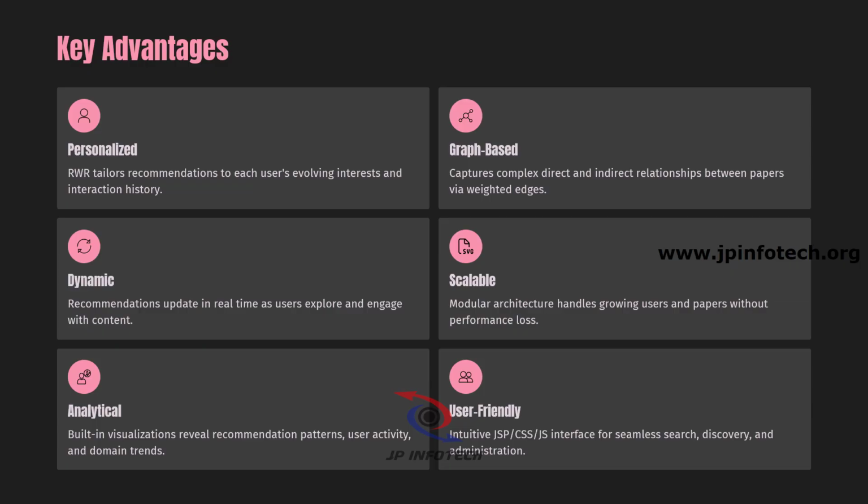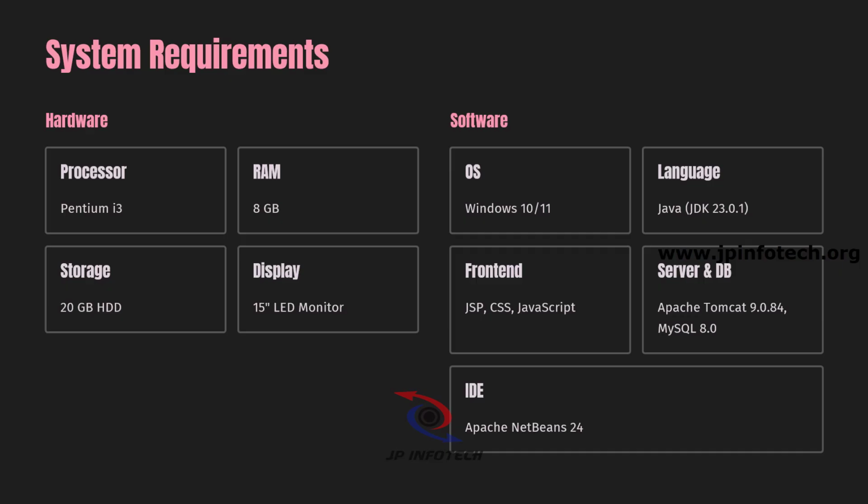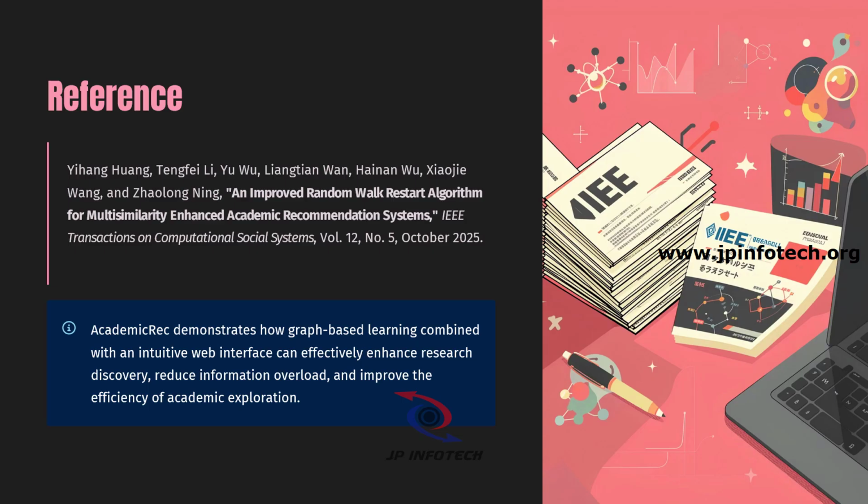The main advantages of our proposed system are personalized recommendation, graph-based approach, dynamic approach, scalable approach, analytical system and user-friendliness. The minimum hardware requirements are displayed here, and you can see the software. We have developed this project using Java JDK 23.0.1, with a front end of JSP, CSS, JavaScript. We have used Apache Tomcat 9.0.84 and MySQL 8.0 for the database. The IDE that we have used is Apache NetBeans IDE 24. Here you can see the IEEE reference of the project.